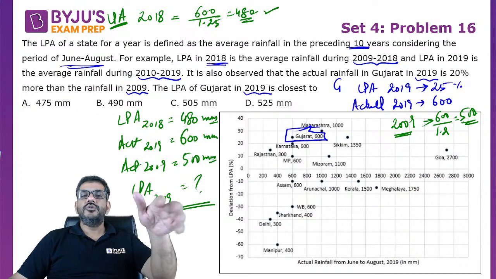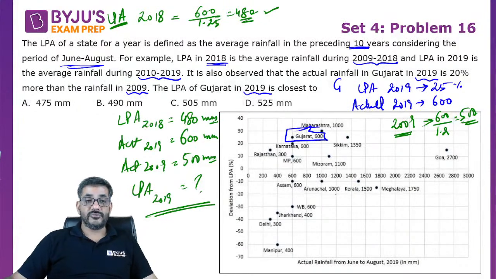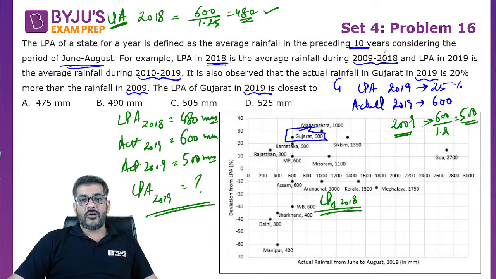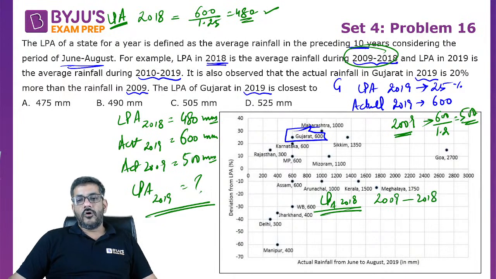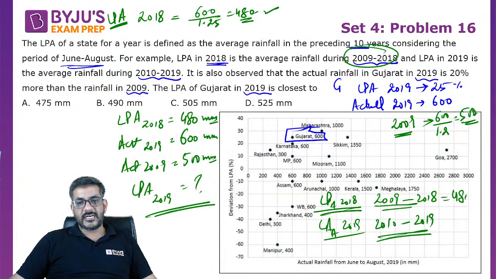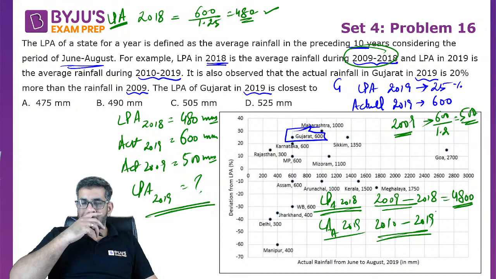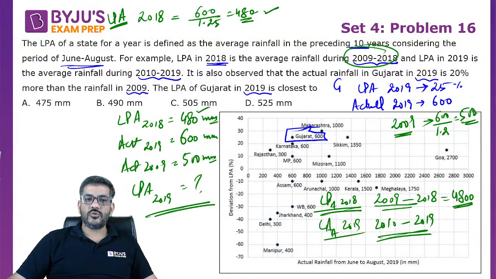How am I going to use them? Let's have a look at them कि कैसे यूज करें. देखिए LPA of 2018 आया कैसे होगा. It is the average rainfall of 2009 to 2018. और LPA of 2019 कैसे आएगा. It is the average rainfall of 2010 to 2019. Can I say if their average is 480, that means the total is 4800. Average अगर 480 है, total is 4800, 10 साल का.